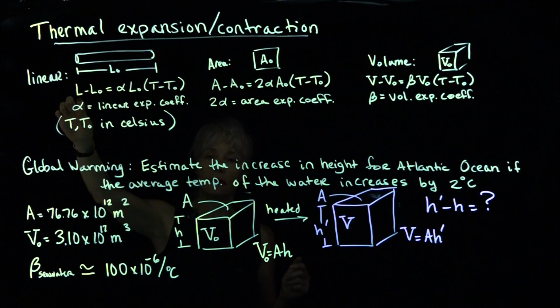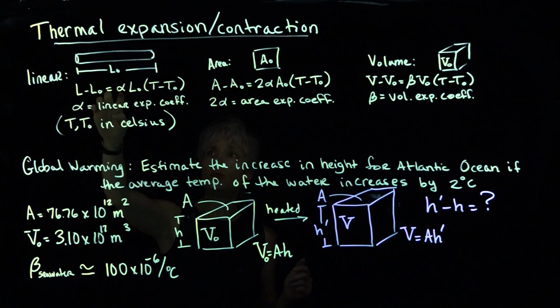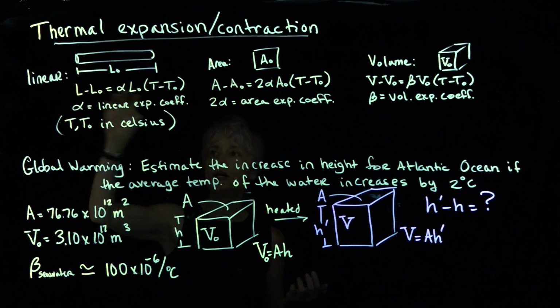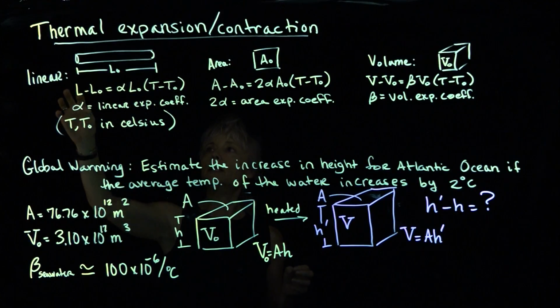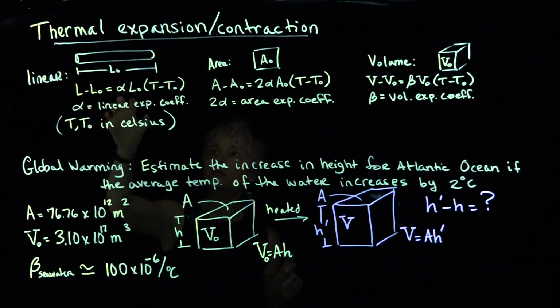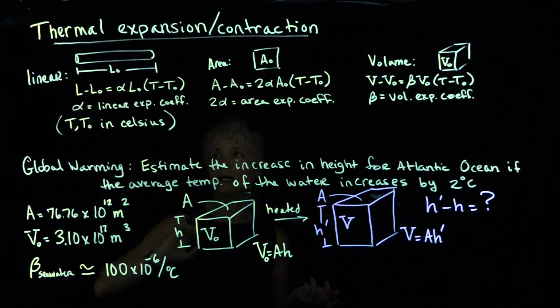L is the new length of the object. So the new length minus the old length is equal to alpha, which is the linear expansion coefficient. It's material specific. Different materials expand at different rates when you heat them. And so you would look this value up in a textbook. If this was a piece of brass, you would look up alpha for brass. If this was a piece of gold, you'd look up alpha for gold, etc. L naught is the length at temperature T naught, and then times the quantity T minus T naught.